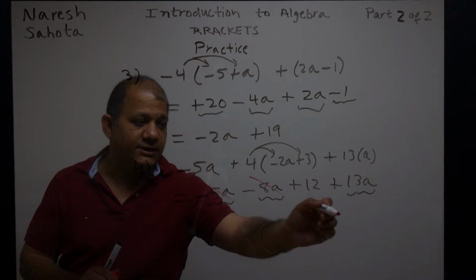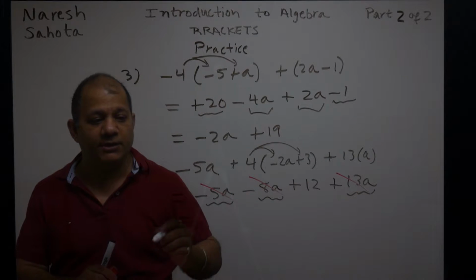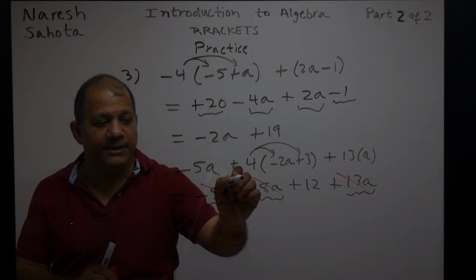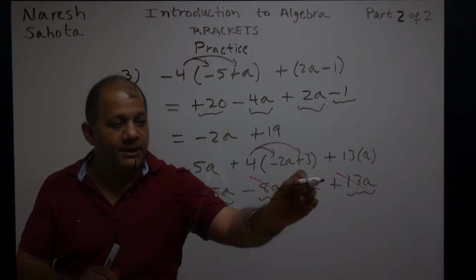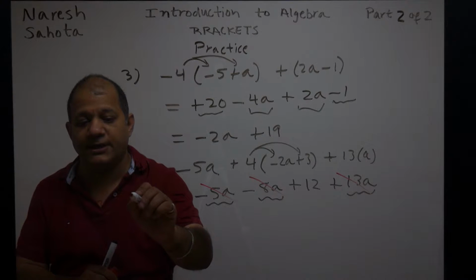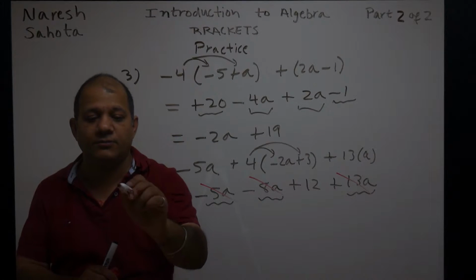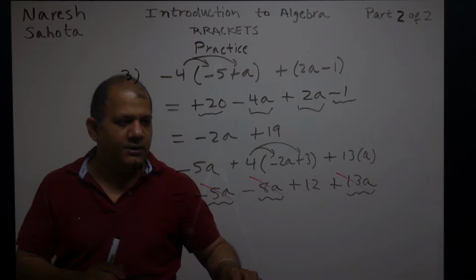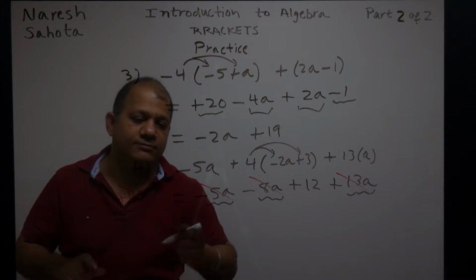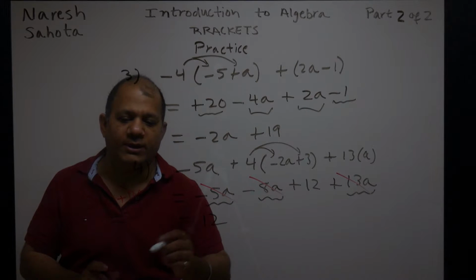Right? So these three terms cancel each other out because negative 5a and negative 8a give me negative 13a. And then I have positive 13a. So the sum is actually 0. Okay, so all we're left with is 12. So the answer is 12.